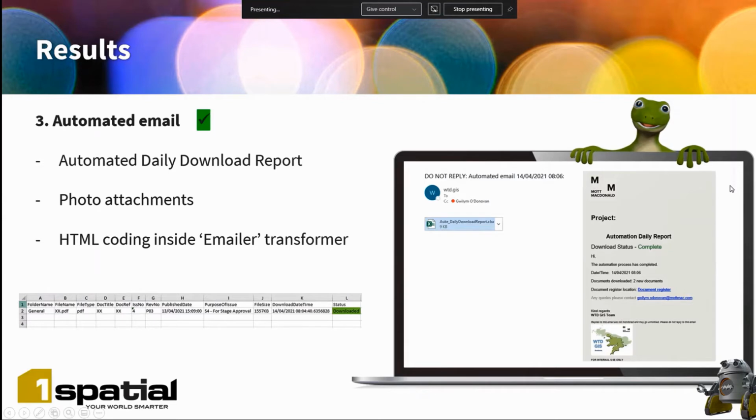Another result was the automated email. So with a bit of HTML coding inside the email transformer, we could add photo attachments, for example, the company logo, and it also included an automated daily download report, which is on the left-hand side at the bottom, which included things like file name, file type, the document revision numbers, the published date, the download time and the status of that download.